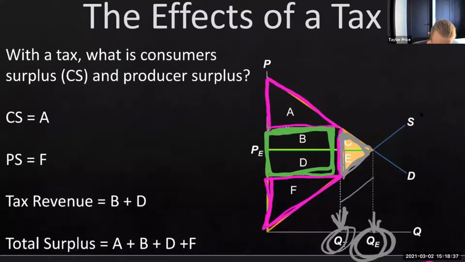this happens. So we can see here that the consumer surplus, when there's a tax, is reduced to just A. The producer surplus is reduced to just F. Tax revenue is going to be this rectangle, which is B and D. And then finally, deadweight loss is going to be this triangle here, which is C and E.